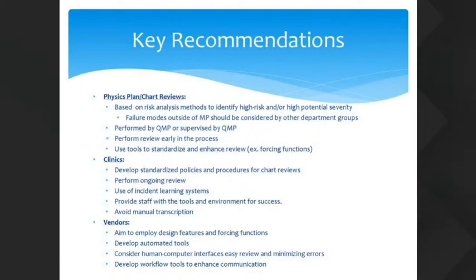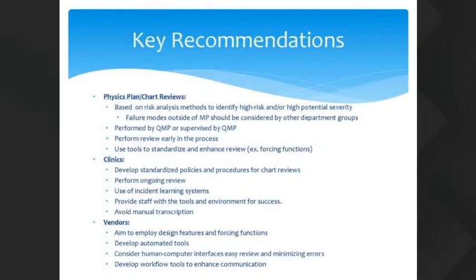Then we also had recommendations for the clinic. Develop standardized policies and procedures. Perform an ongoing review of your policies and procedures. Use the incident learning systems. If you don't have one internal, you can use RO-ILS.